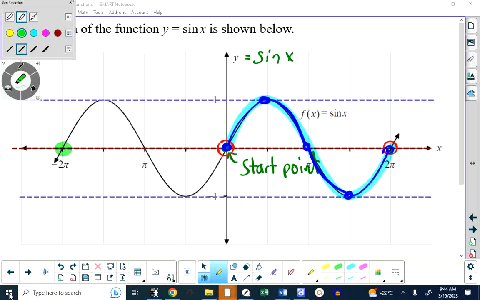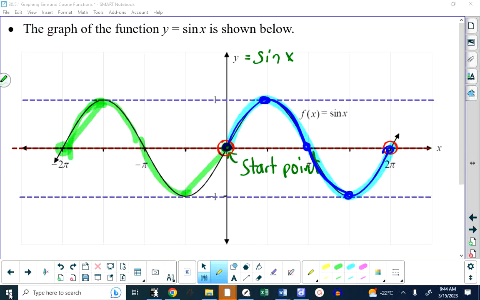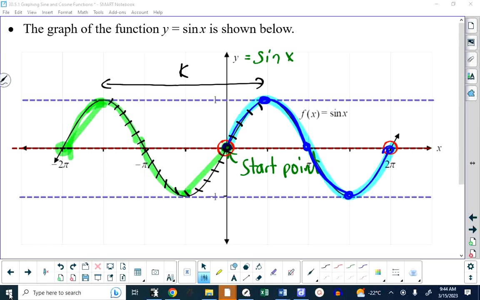From here to here. Because I go up, up, down, down, up. That's still 2 pi. I could go down, down, up, up. This would still be the period. It doesn't matter where you start. You get the same period because the thing has the same shape everywhere. Okay, so that's the period.